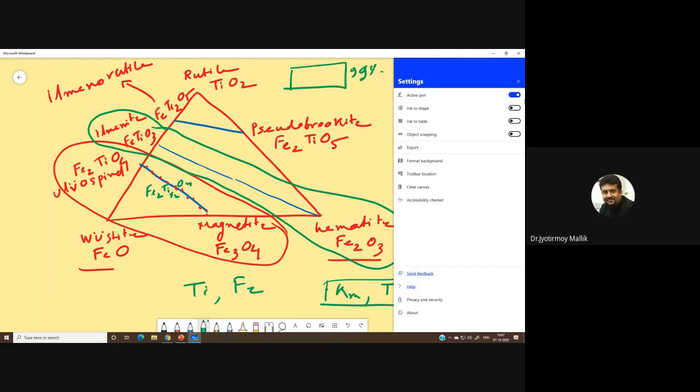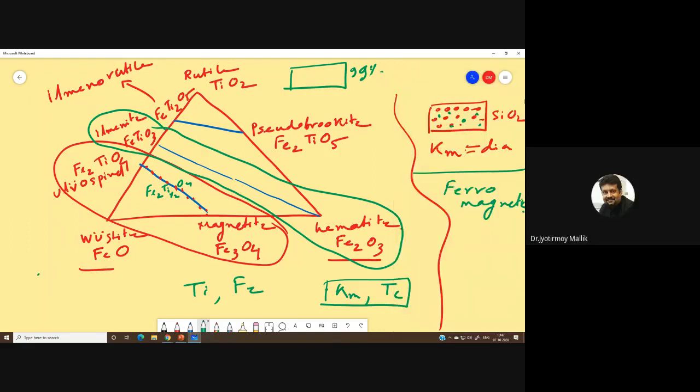Excuse me, sir. One second. Yes, go ahead. If we're talking about this magnetite ulvospinel series, how many minerals are there in between these two minerals? As many as you want, actually. As many as you can create in nature, no problem. Anything is possible in between.